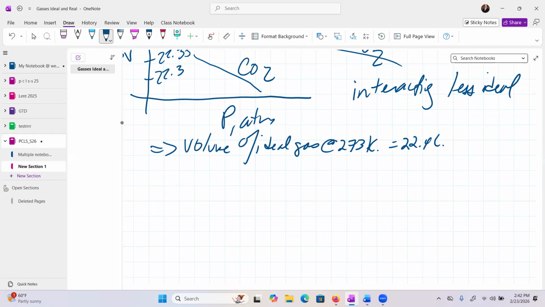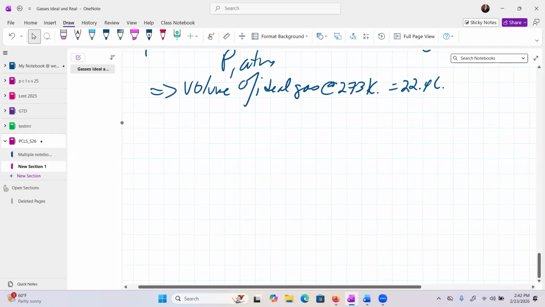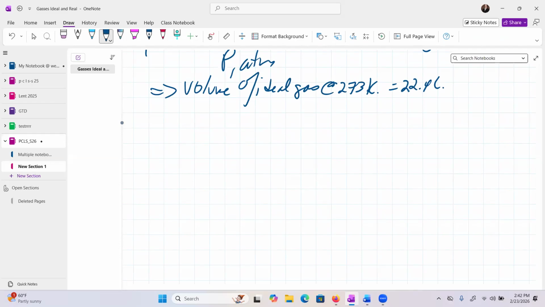So we can use this and take it a step further. Suppose you want to know what is the value of R? Where does R come from? I mean, you just look it up in a table, right? But somebody had to figure it out. And how did they do that? Well, you can use this.